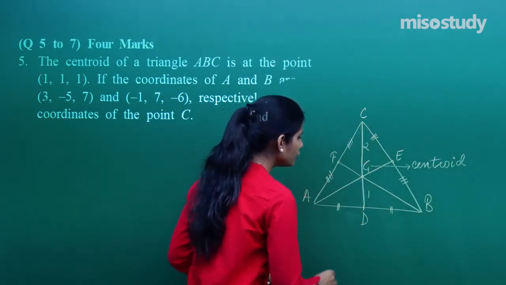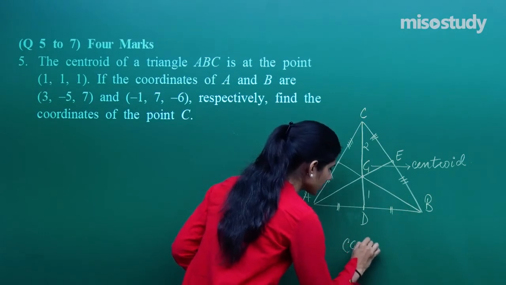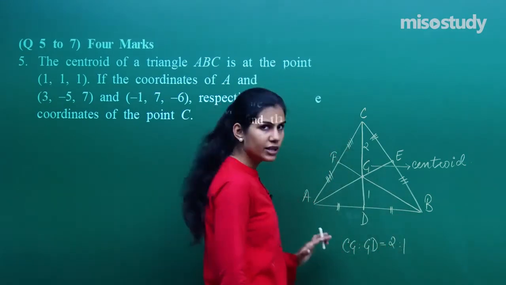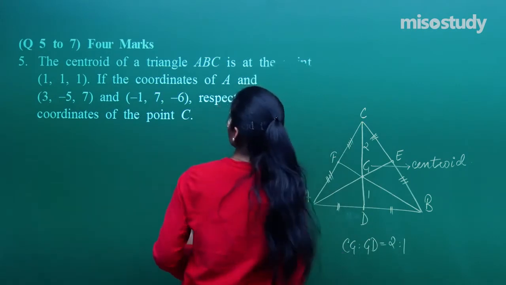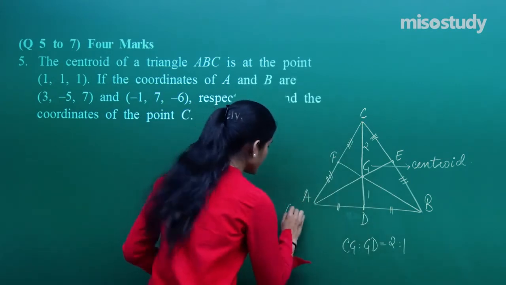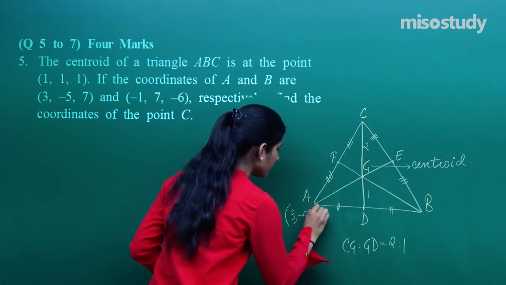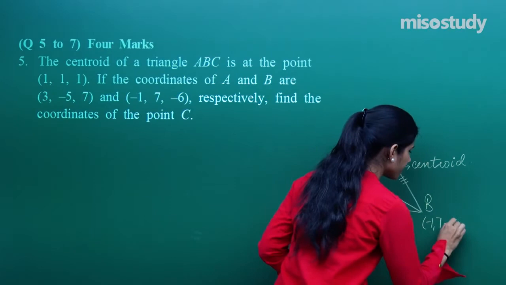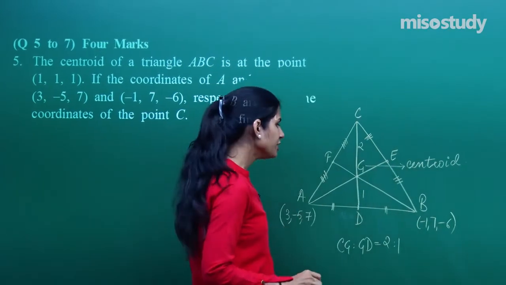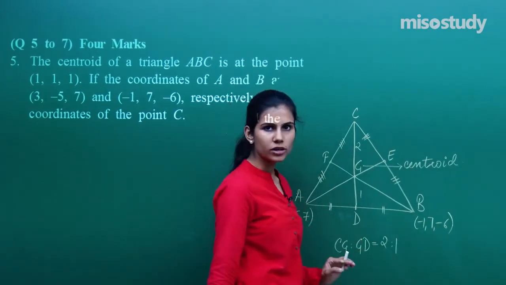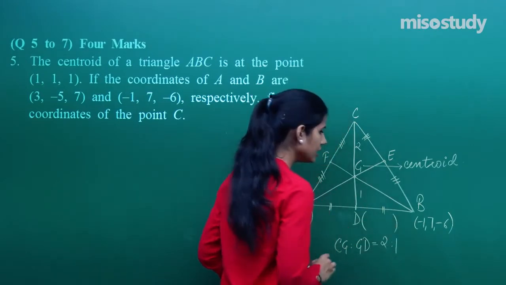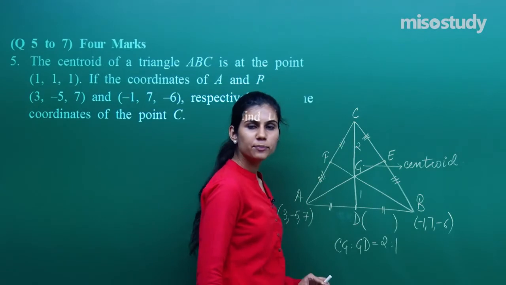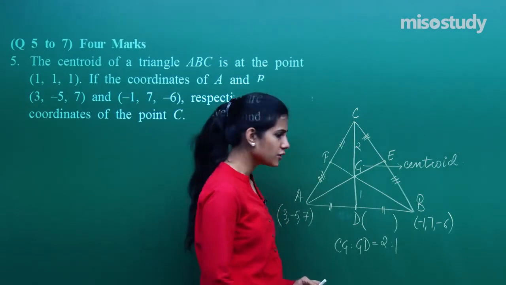That means CG is to GD is 2 is to 1. Right? This is the elaborative way I am doing. A is 3, minus 5, 7. And B is minus 1, 7, minus 6. Fine. What you can do is, first of all, calculate the coordinates of point D. D is the midpoint of AB. If D is the midpoint of AB, by the section formula, what are the coordinates of D?